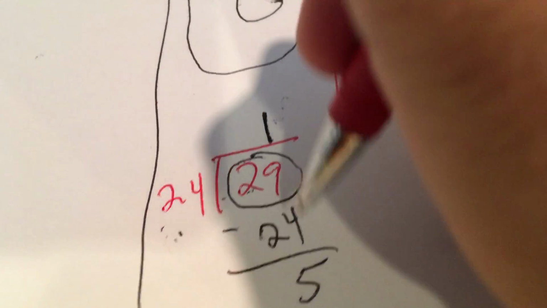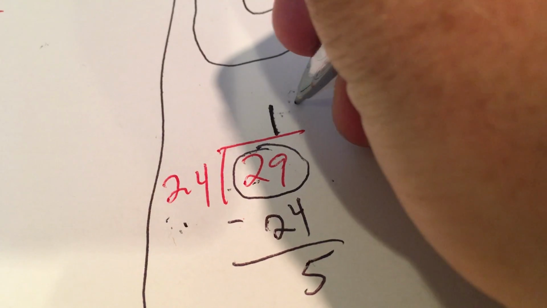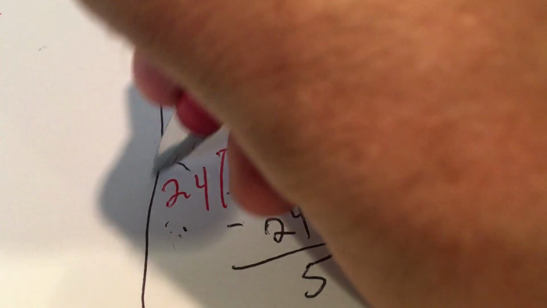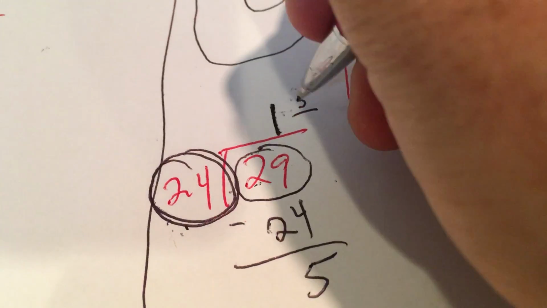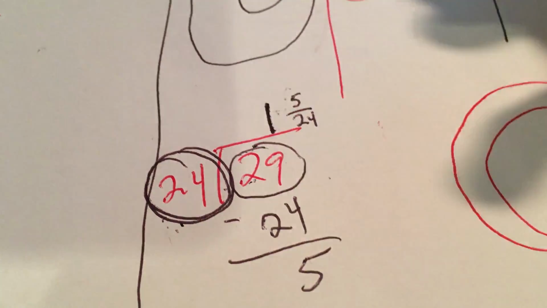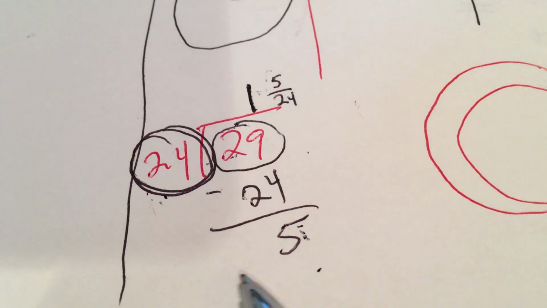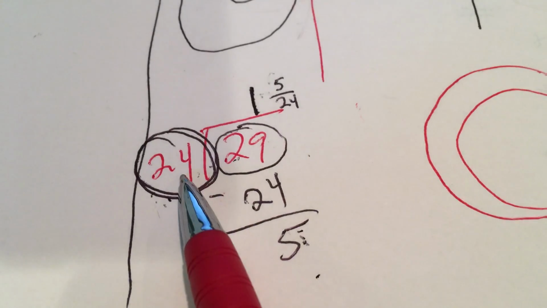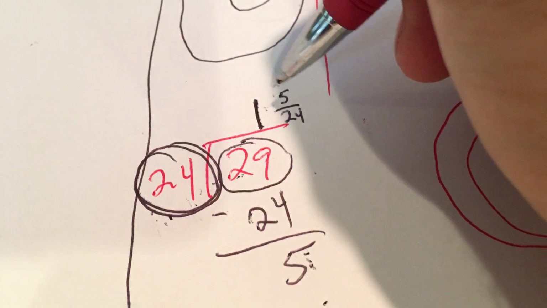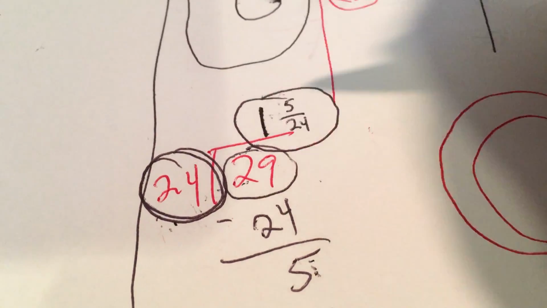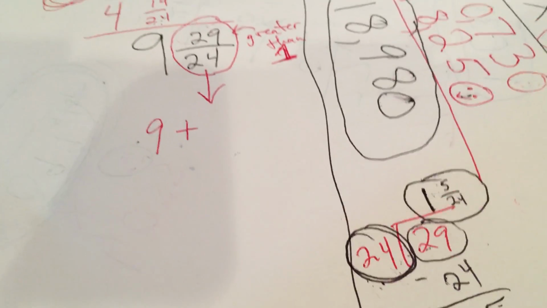Subtract, we have a remainder of 5. So we've done this a lot where the remainder becomes the numerator and the divisor, the number we divided by, becomes the denominator because we're just taking basically this remainder and we're splitting it up into 24 equal groups. That way each of those groups will get a fraction. Okay, so it's 1 5/24 when we divided 29/24.